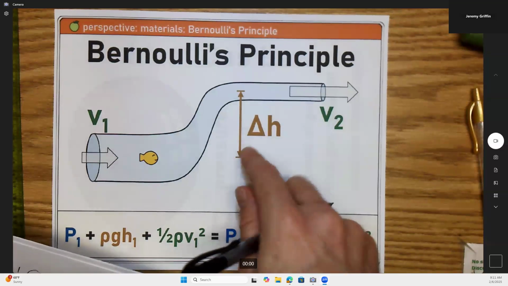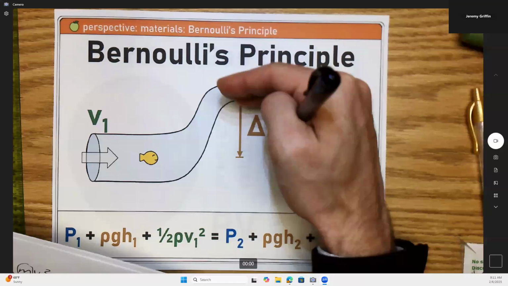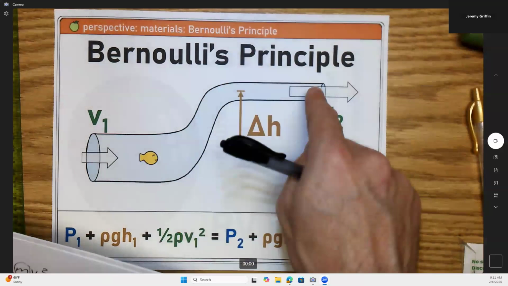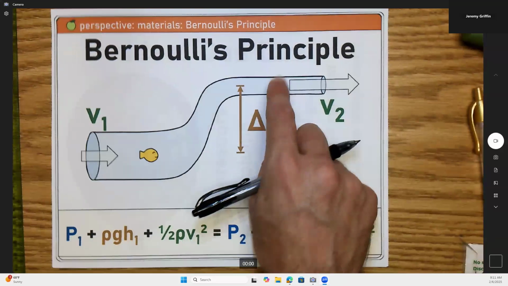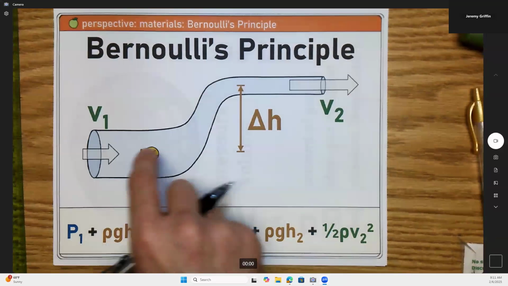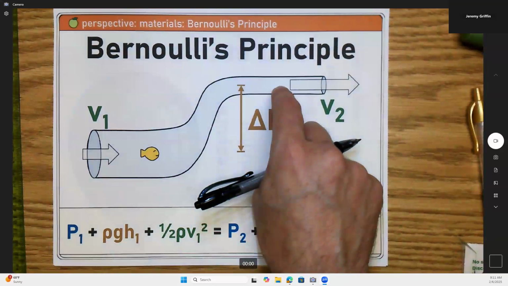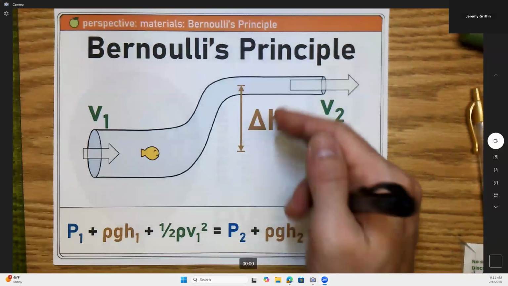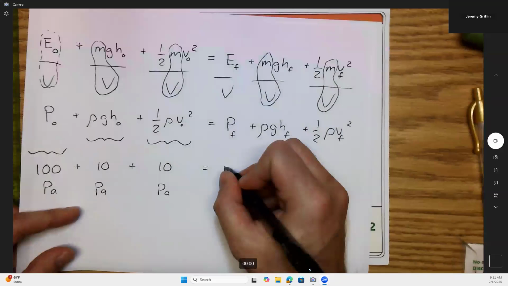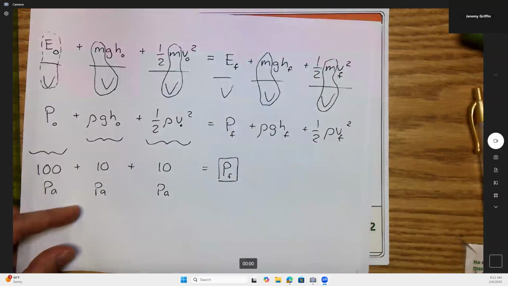So if this fish goes up in elevation into a smaller pipe, and I want to know what new pressure this fish feels right here. Now, if it feels 100 pascals here, then here is it more than or less than 100 pascals? Less than that. It's got to be less, for at least 2 reasons: changing speed and changing height. So let's say we're solving for that new pressure. You get that premise?